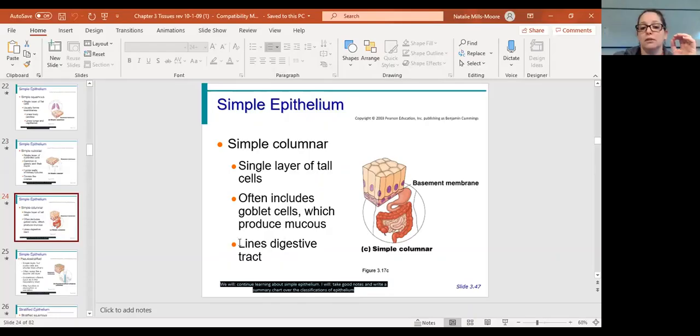These simple columnar cells line the digestive tract, specifically in this example. Remember, simple columnar can also have cilia, which should tell you that they are in other locations, because this one is not saying it has cilia.